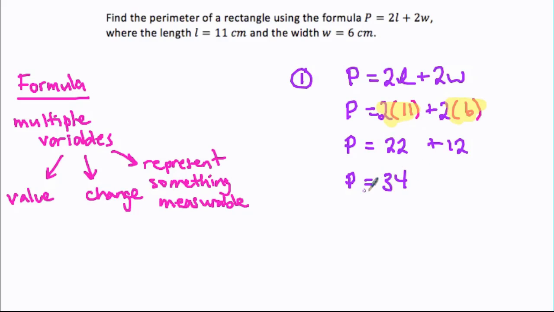Now, one of the keys when using formulas is to make sure that because this is something that's measurable, it has units. So in this case here, if we look at the question, we can see that these are both in centimeters. So we need to make sure that we include the centimeters in our final answer here.